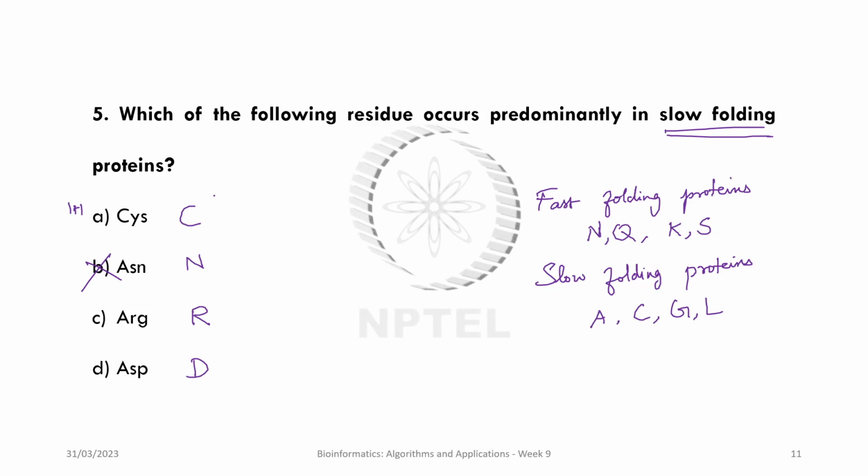How many do you find here? Cysteine. So arginine and aspartic acid are again charged, polar, therefore will be helpful in faster folding. So slow folding, especially cysteine counts because it might form disulfide bridges. In order to find the other residue and make that interaction takes time.